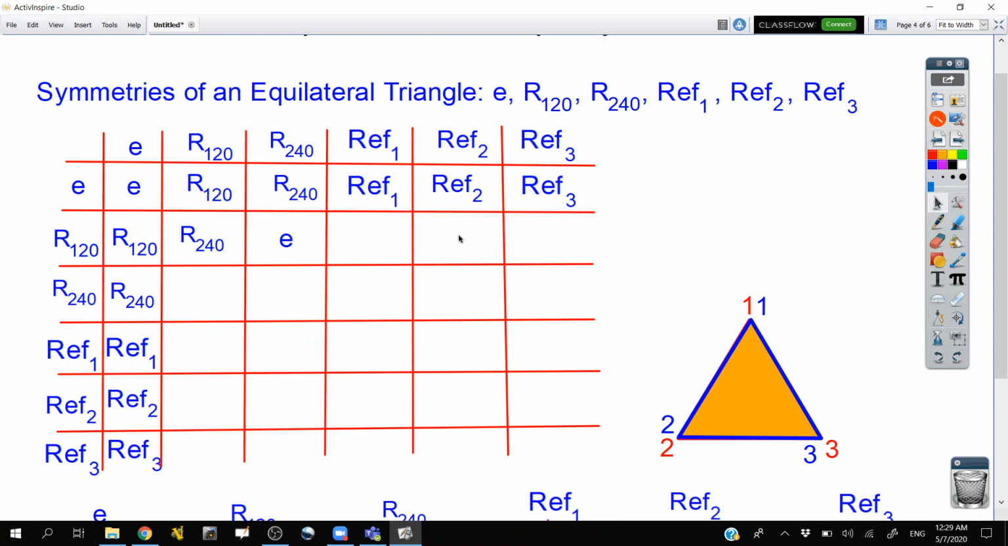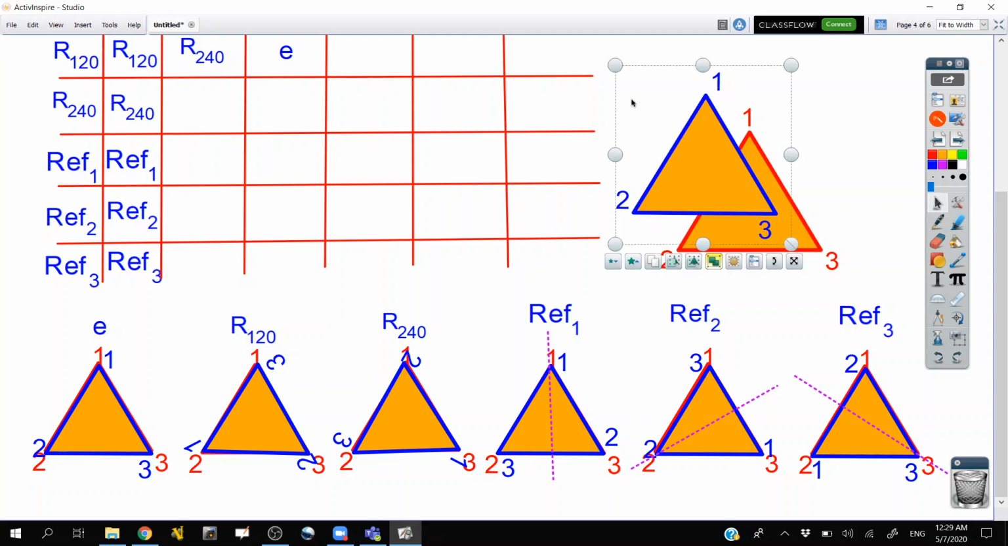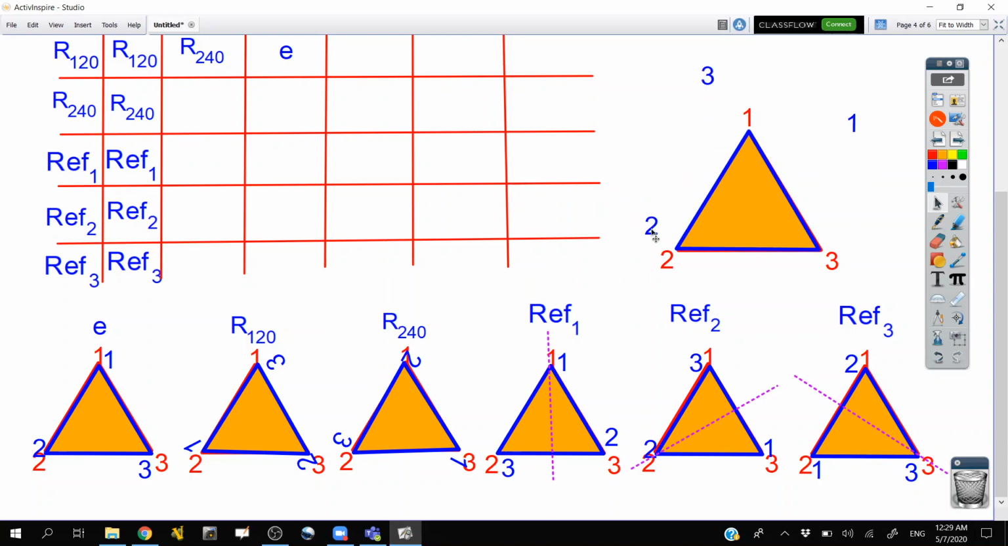So if I reflect in 2 and then rotate 120, it's easiest for me to go ahead and look at reflection 2 here. So I've done this first. So I end up with 2 and then 3, 1. So it's just 1 and 3 have switched. That's it. Let me see if I can do this actually. So 3 and 1 switch. Oh, dang it. 2, 3, and 1 switch. So that's reflection 2. We started there.